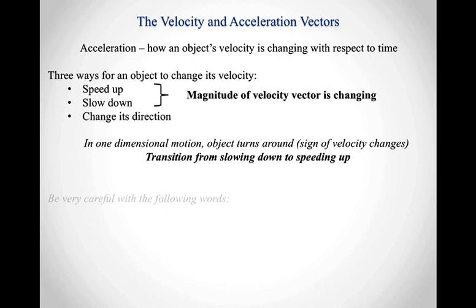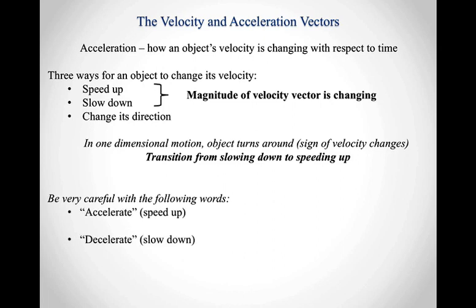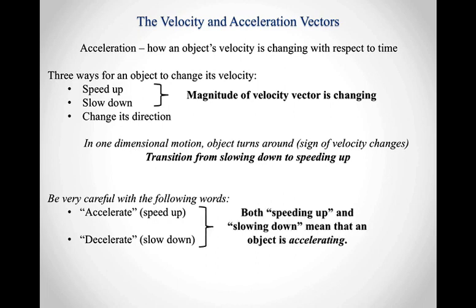Now, for starters, there are often some words that we use in everyday language synonymously with speeding up and slowing down. So we will often say accelerate to mean speeding up, and we will say decelerate to mean slowing down. And it's not that you should never use these words. It's not that these words are horrible things. They're not as scientifically clear as we would like for them to be. The reason for this is that both speeding up and slowing down are forms of acceleration. So to talk about something accelerating means that it could be either speeding up or slowing down.